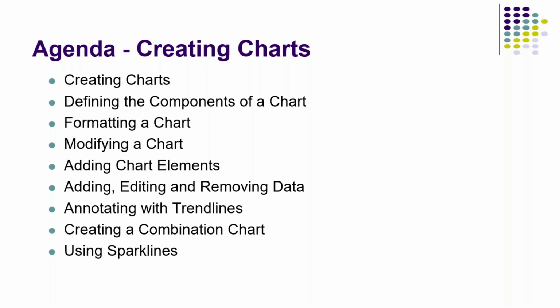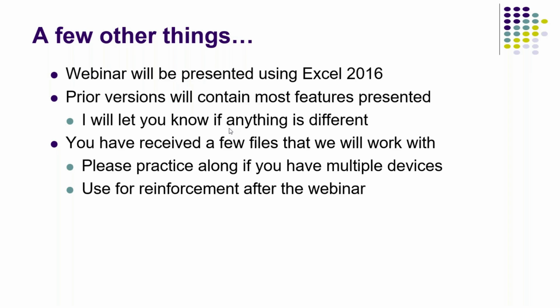And then we'll look at some specialty charts, annotating charts with trend lines, adding the statistical calculations. We'll create a combination chart showing data on both vertical axes at the same time. And we'll finish up by talking about sparklines, which are small charts that are enveloped within a cell itself. I'll be using Excel 365 today. If you have an earlier version of Excel, I'll be discussing some of the differences in the newer versions.